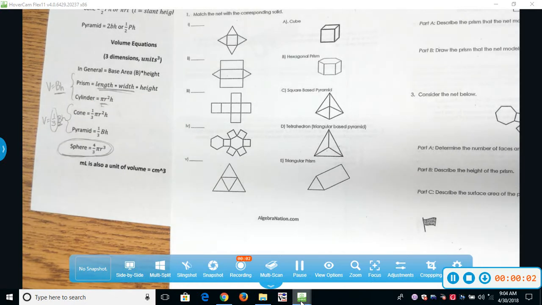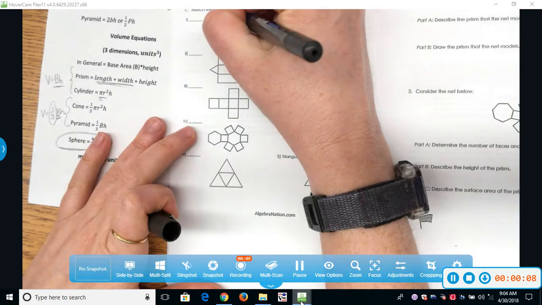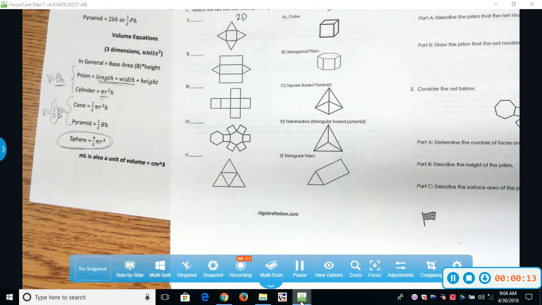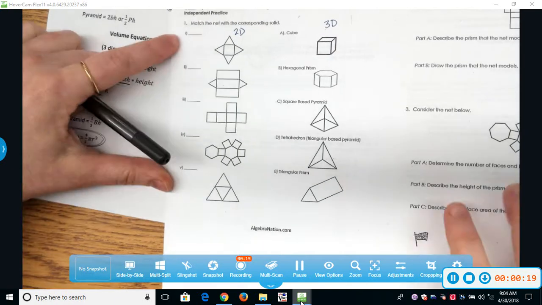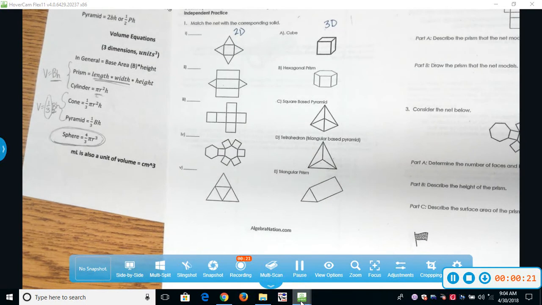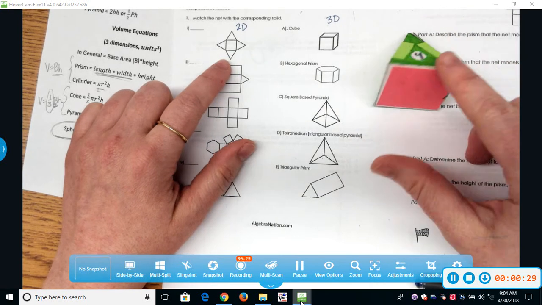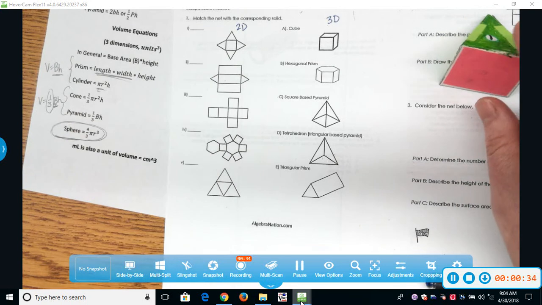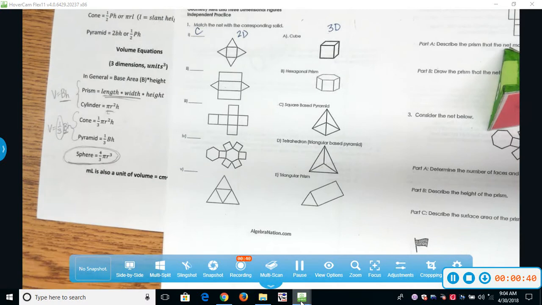So you have these nets here. Again, these are the 2D representations of these 3D things. Okay? So, for Roman numeral number 1, I have this. It's got a square base and a bunch of triangles around it. So what shape does that match with? Which letter? C. Good. These are pretty straightforward, right?